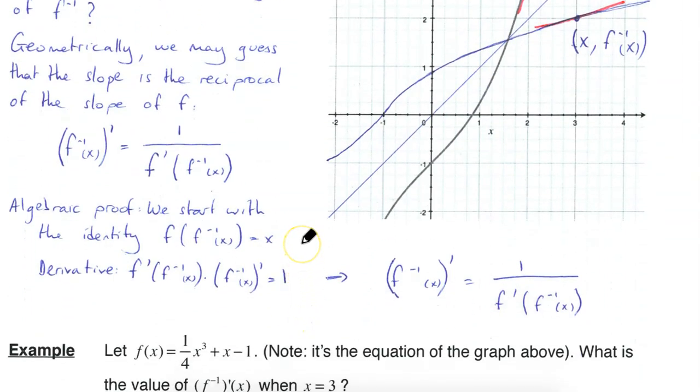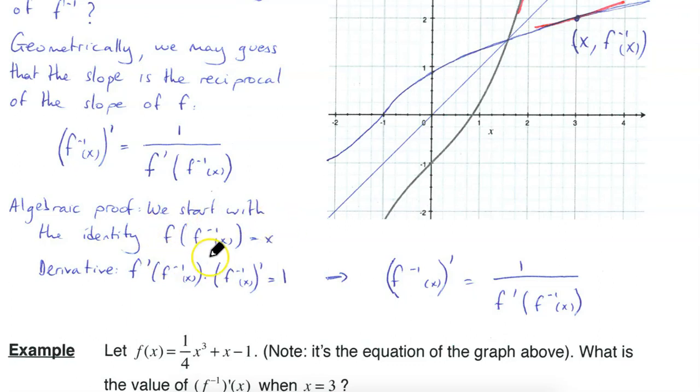Algebraically, we can prove that, and what we do is we start with the identity for inverse functions. f of f inverse of x is equal to x. That is the definition of an inverse. If you do something, it undoes it with the inverse of the function.